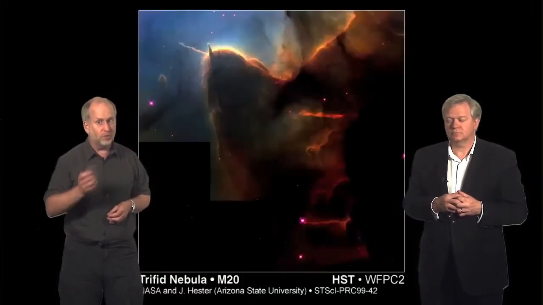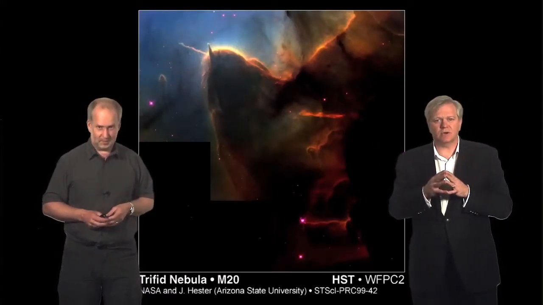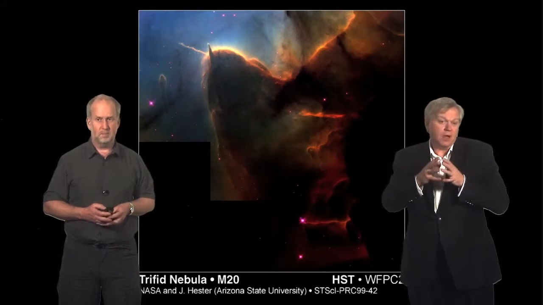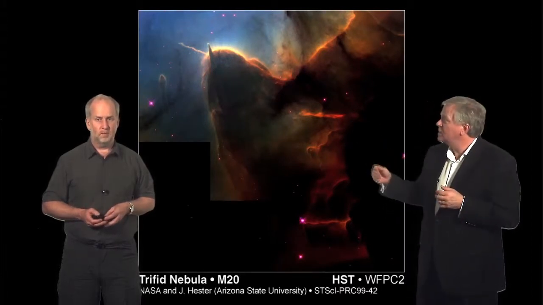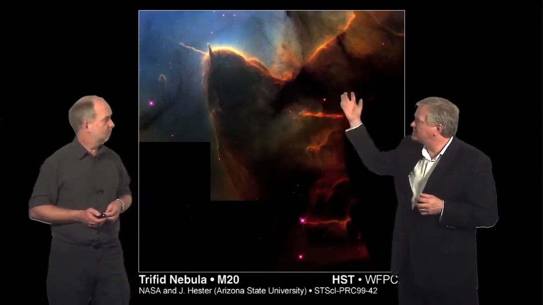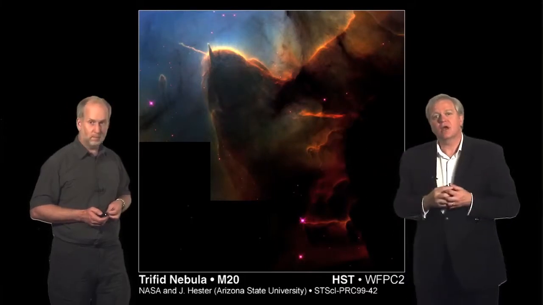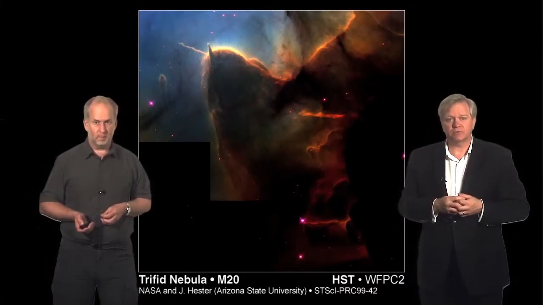But anyway, the whole process starts with giant molecular clouds. And giant molecular clouds are some of the building blocks, we know, of solar systems. And here we see the Trifid Nebula, a place where there's large amounts of hydrogen and helium and dust, all coming together to form the solar systems of the future.